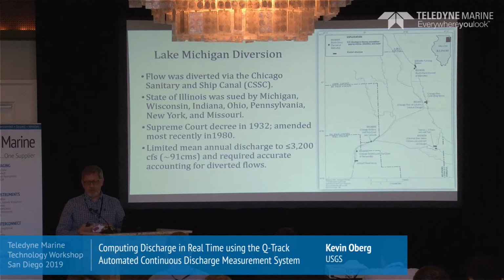As a result of these various lawsuits, in 1932, there was a U.S. Supreme Court decree that regulated how much water could be diverted. That decree was amended a number of different times, and the final amendment was in 1980. And among other things, that decree limited the mean annual discharge to 3,200 cubic feet per second. That's about, I think, 91 CMS. And it required accurate accounting for the flows that were being transported down that system. In other words, they had to be unbiased and have a relatively low random error.